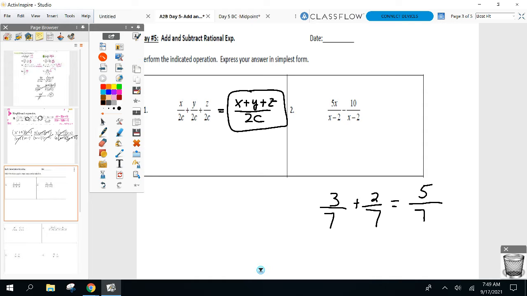Can you put xyz? No, that's multiplication. Right? We're adding them. xyz would be multiplying them.